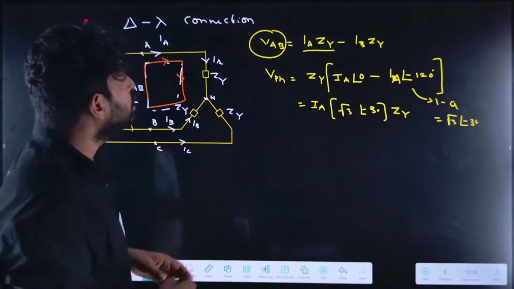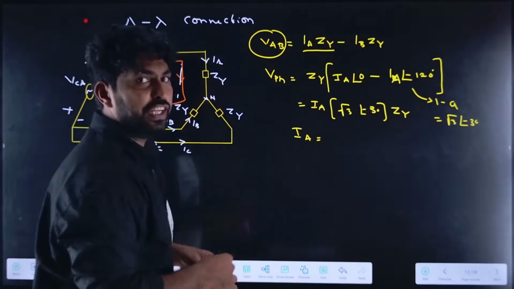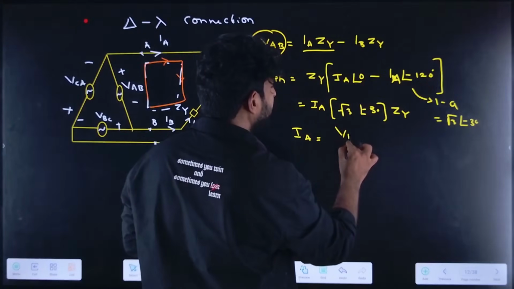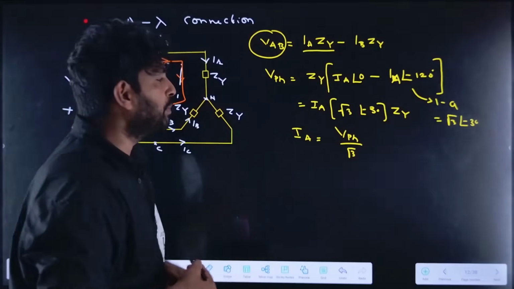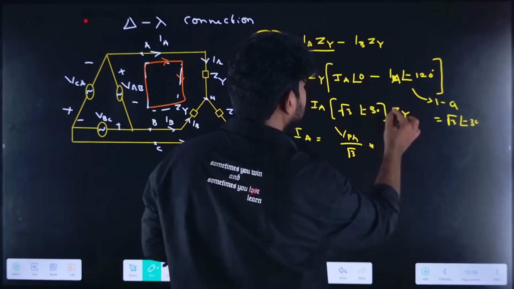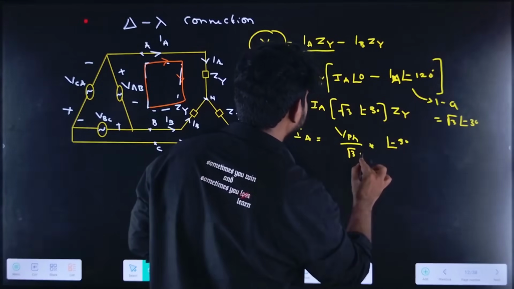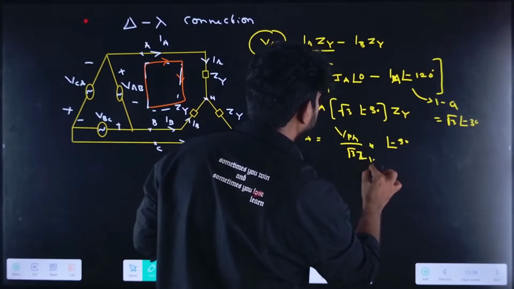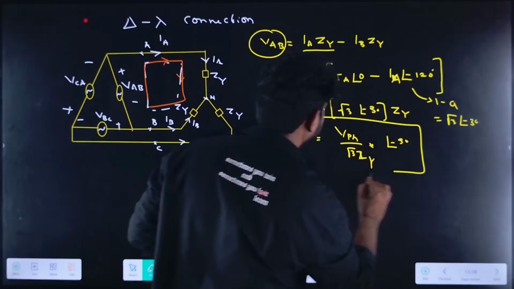Z1. So from that, IA equals V phase divided by root 3, into an angle of minus 30 degrees. ZY also will be there. So this is how we can find the IA value.